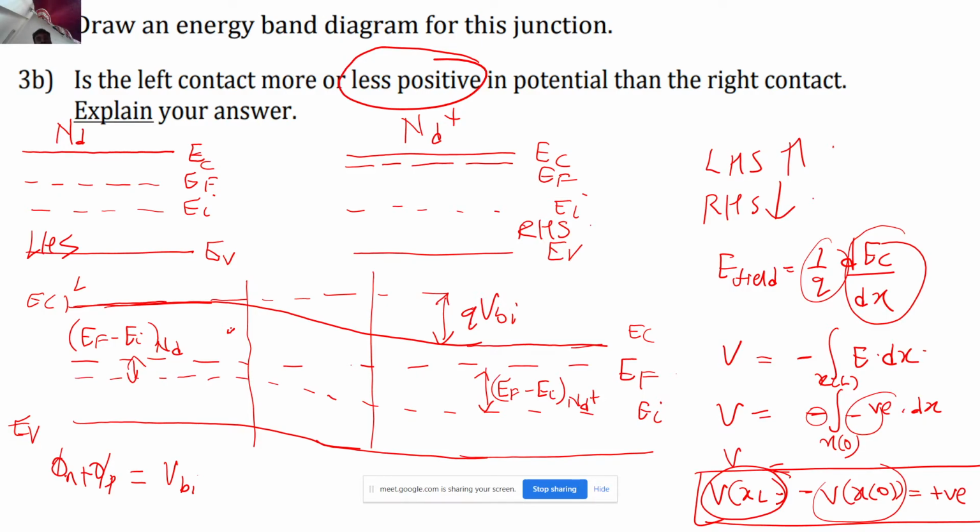I am just saying that the amount of band bending that will happen over here will be equal to the EF minus EI difference on the right side and the EF minus EI difference on the left side, correct? So this is how I am going to proceed. I hope this is clear. If not, then please ask me doubts, because this is very important.